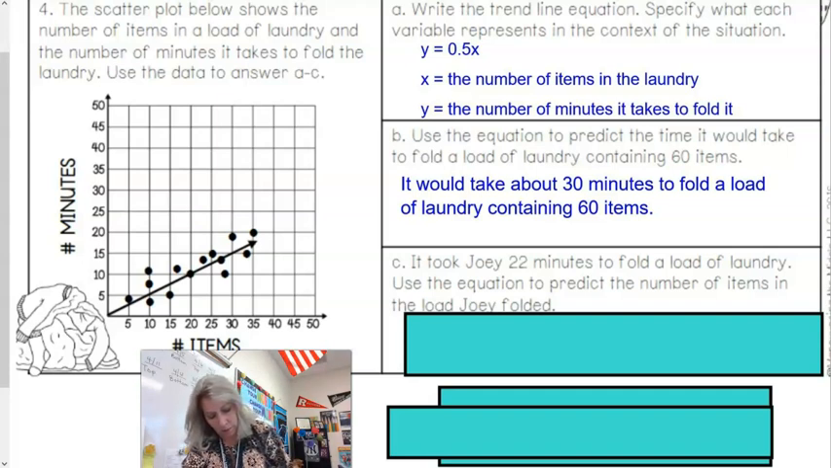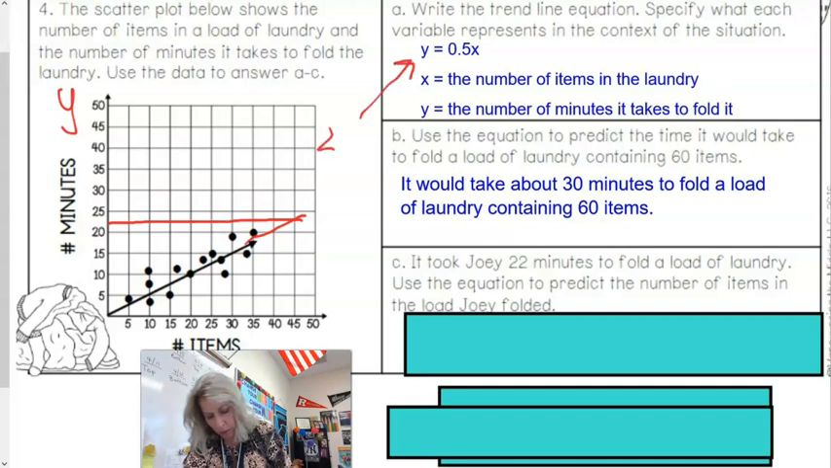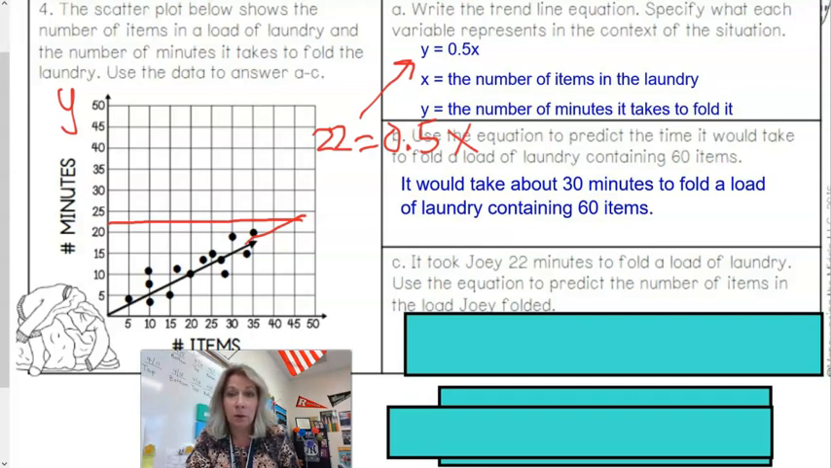Okay. If I grab that pen and look for about 22 minutes, notice the trend line would meet it somewhere out in time, right? If I extended everything there. But there's a way to figure it out. 22 minutes is on the y-axis, so I would use my equation and put 22 equals 0.5 times something, and use an inverse operation to solve for x, or the number of items. So if you take 22 divided by 0.5, what do you get? I think it comes out to about 44, right?